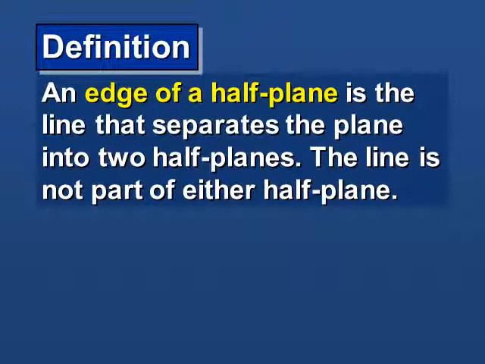An edge of a half plane is the line that separates the plane into the two half planes. Okay, the line is not part of either half plane, just as the point was not part of either ray on the half line when we talked about the line separation postulate. So there's a lot of similarities here.